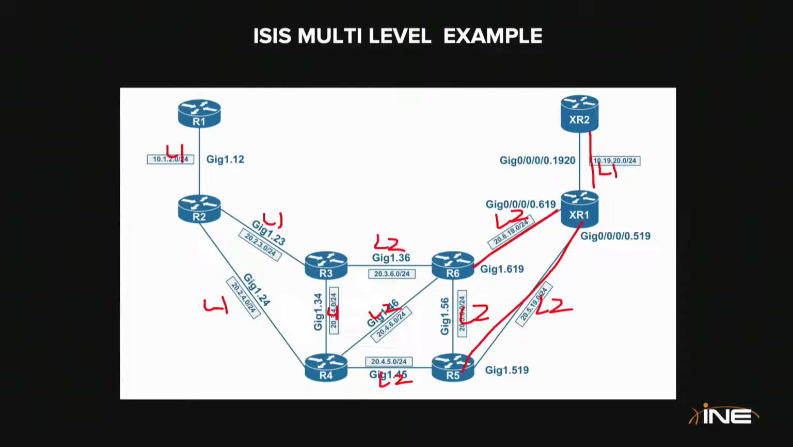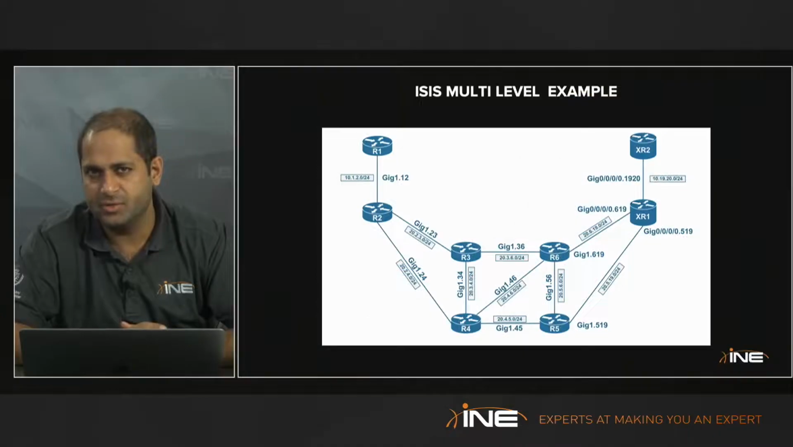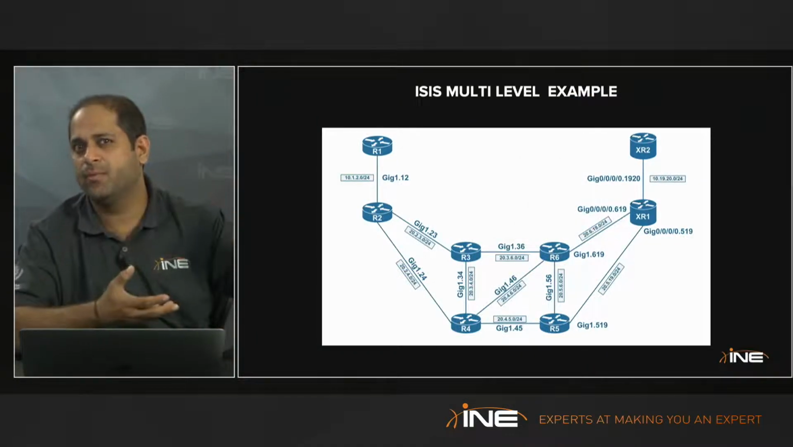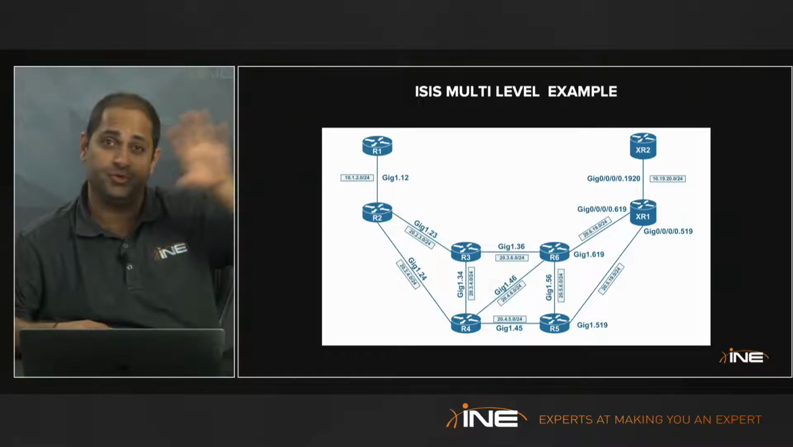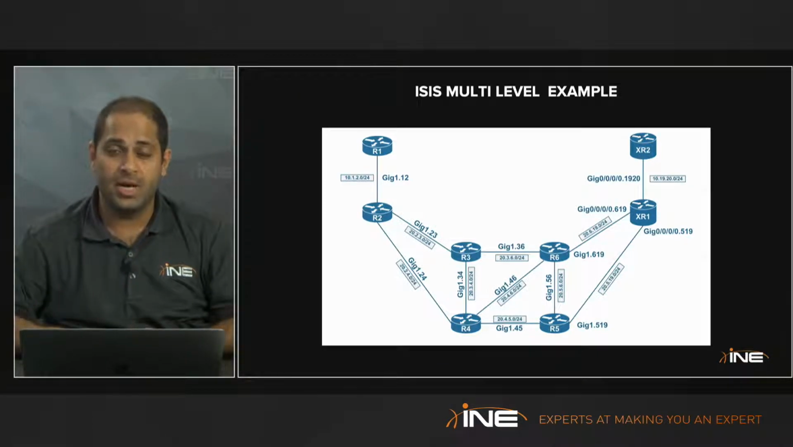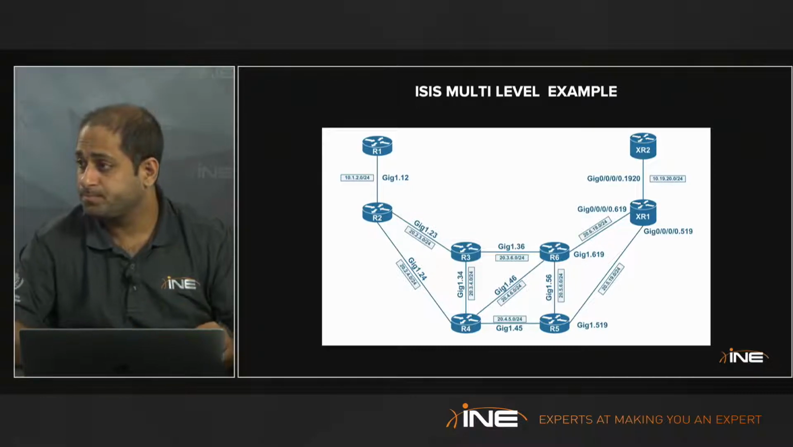Let's quickly verify all of my neighborship, and then we can look at the routing table. So this type of an implementation where I have some routers running level 1 and level 2, where I have some interfaces running level 1, some interfaces running level 2, and traffic is flowing from area 1 to 2 to 3, is called multi-level routing.